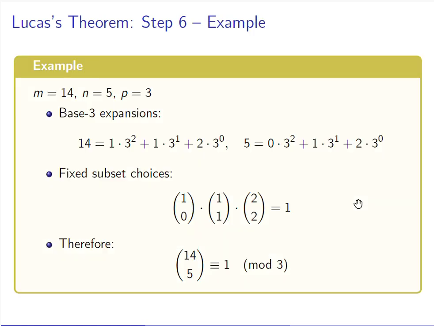Okay, I'm just going to do a quick example again. I think we've seen this example already at the beginning. M is 14, N is 5, P is 3. The expansion of 14 base 3 and the expansion of 5 base 3. And this is saying that if you do 14 choose 5, mod 3, it's just 1. Okay, thank you.